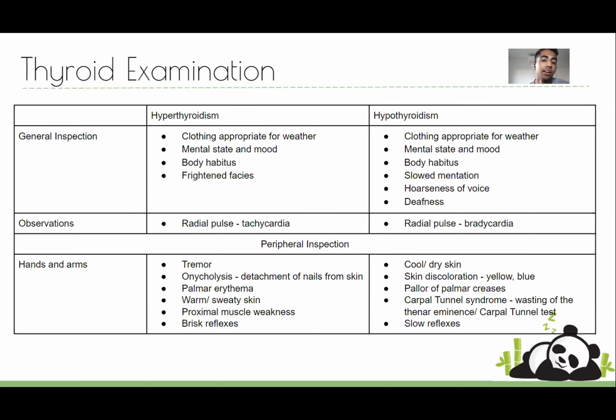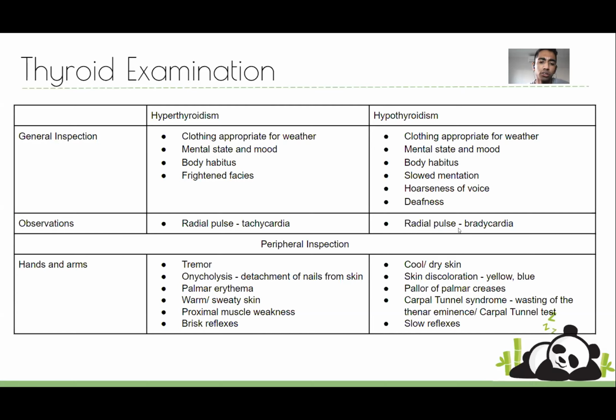So you start off by looking at their clothing for both. That's looking at their tolerance to the heat, their mental state and mood, and body habits. So whether they've got weight gain or weight loss, whether they're affected or not. And frightened faces in hyperthyroidism, if they've got that sympathetic response going on, or if they're in hypothyroidism, if they've got that slowed response going on. They might also have hoarseness of voice due to recurrent laryngeal nerve palsies and deafness.